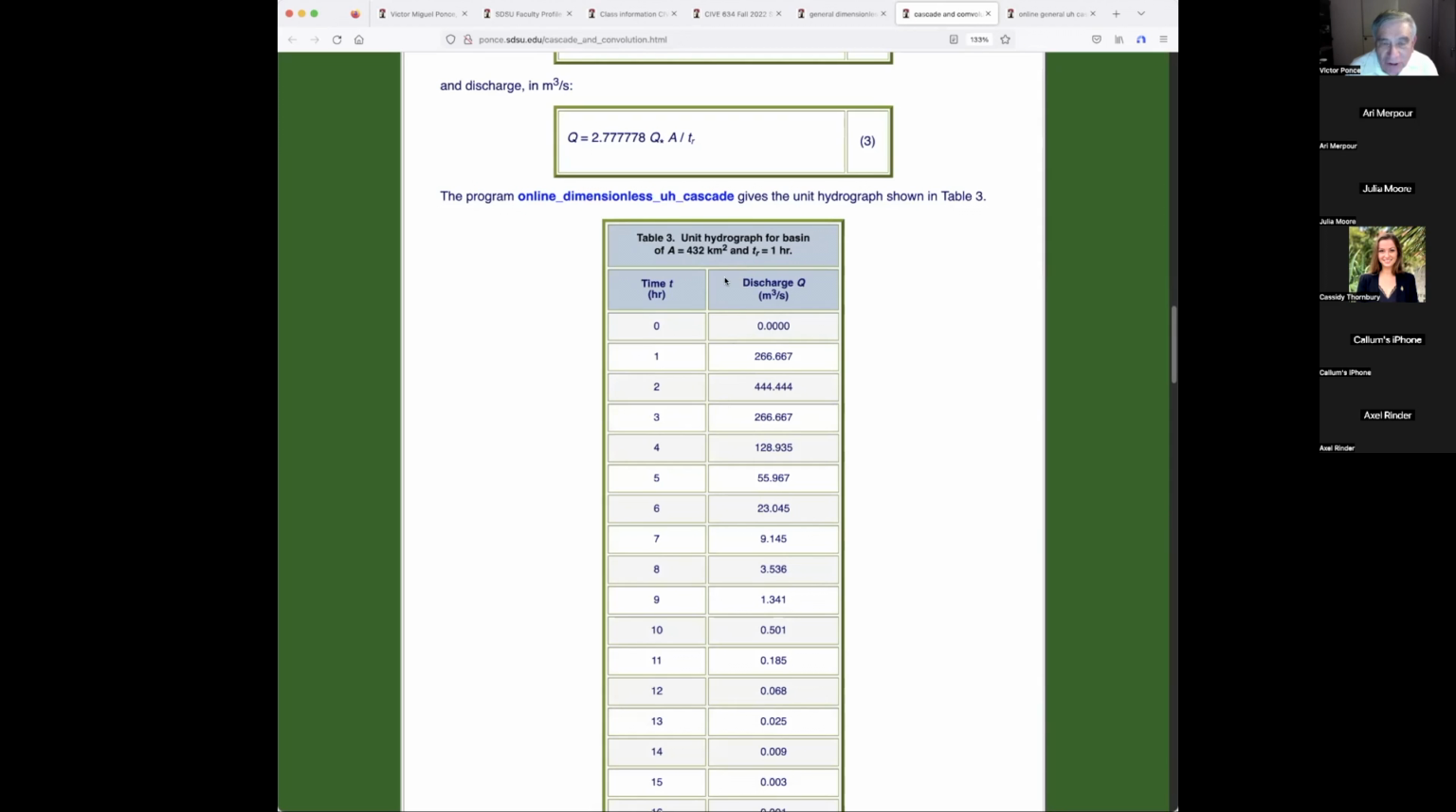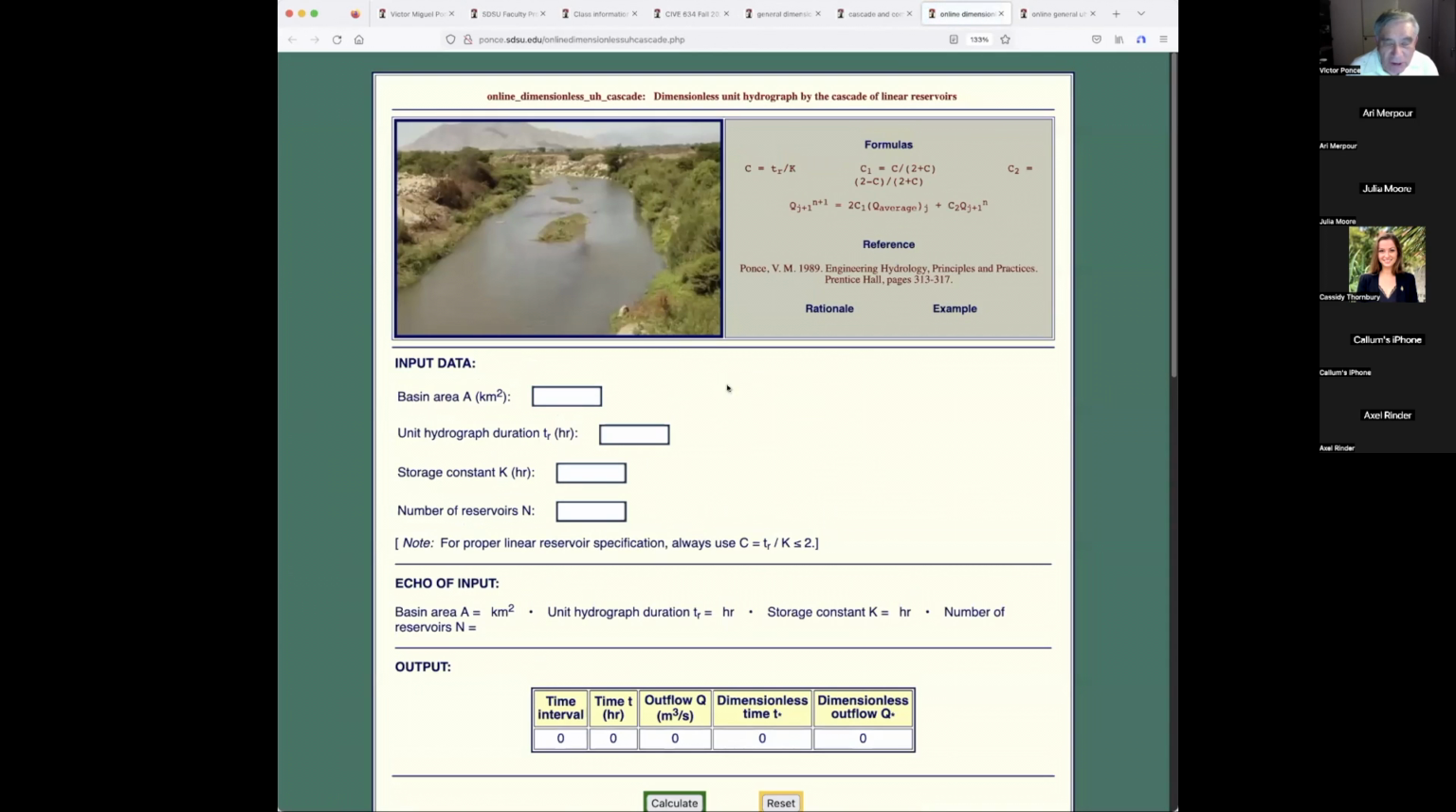So for this unit hydrograph shown in table 3, we would run the Online Dimensionless UH Cascade for the basin area. And I believe I don't have it here for some reason. It must be something new. So in order to solve that problem, the Online Dimensionless Cascade is this one over here. See, I got smart in here. I already have it in hard copy. I don't have to think about this. 432, unit hydrograph duration is 1, storage constant is 1, and number of reservoirs is 2.